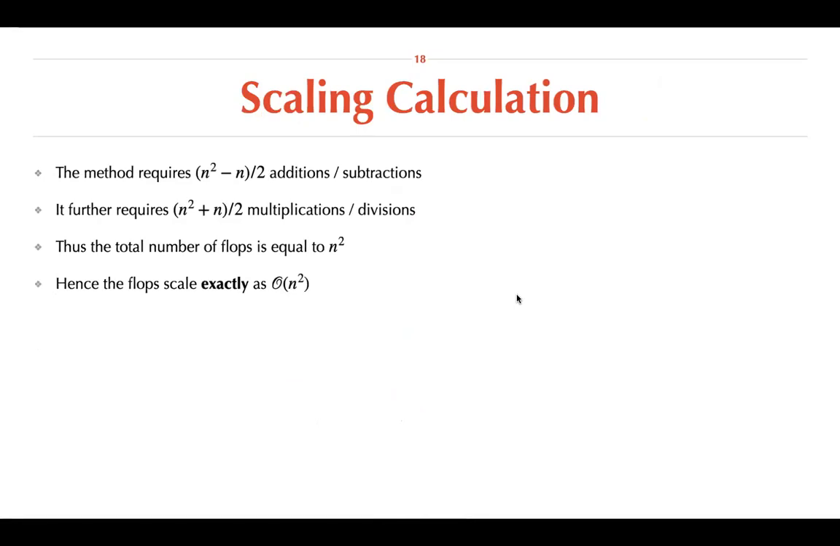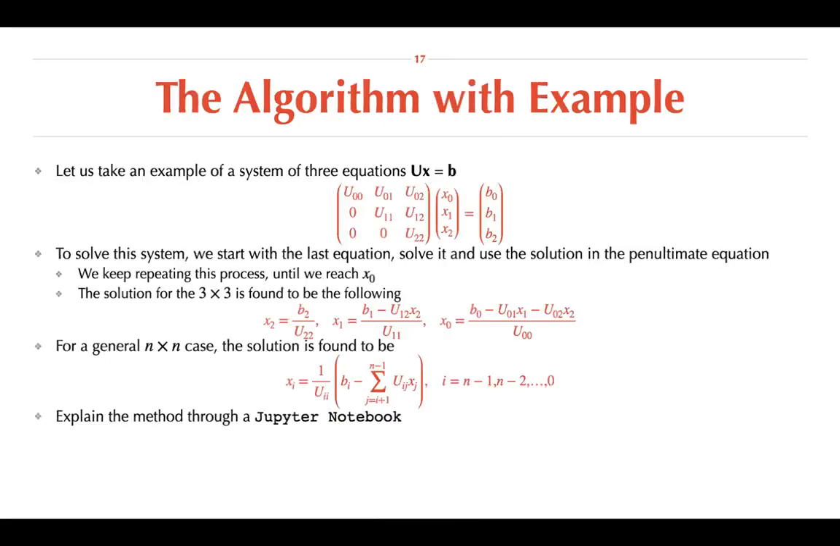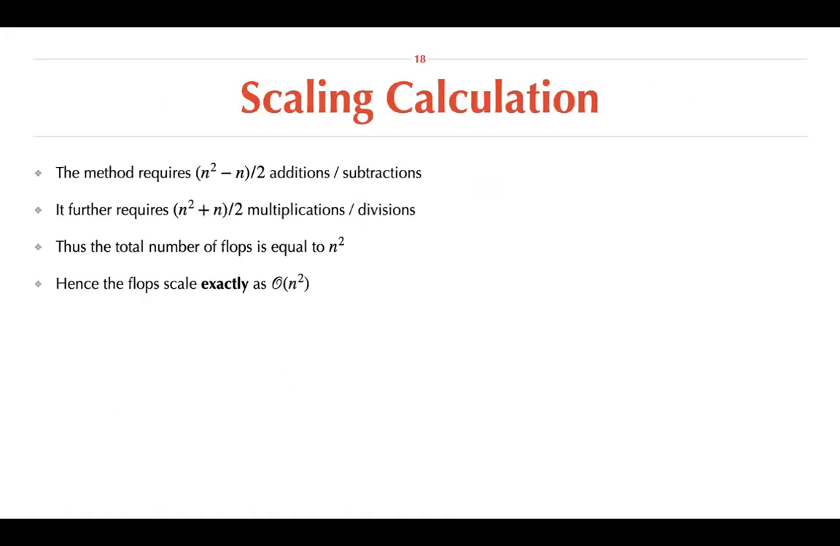In this case, as you have seen, here you need to multiply some numbers, and here you need to subtract them, because you have to perform this calculation for all these numbers. You can show that this backward substitution requires (n² − n)/2 additions, and (n² + n)/2 multiplications or divisions. So the total number of flops, or floating point operations, is n². You would say that this problem scales as O(n²).